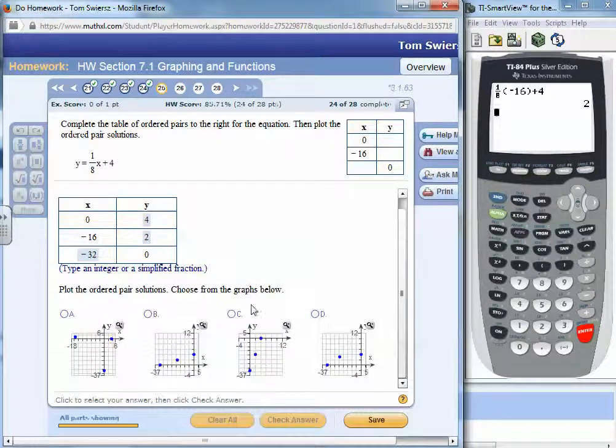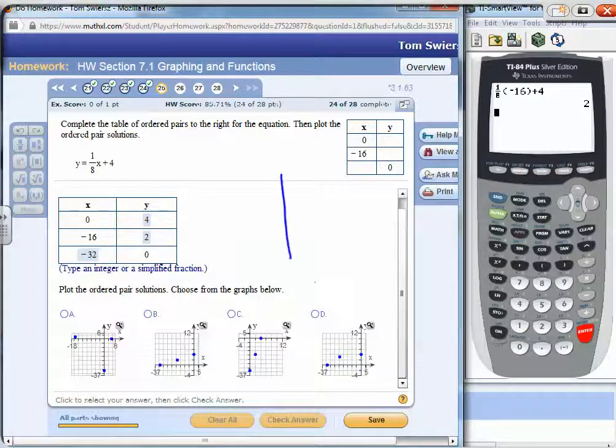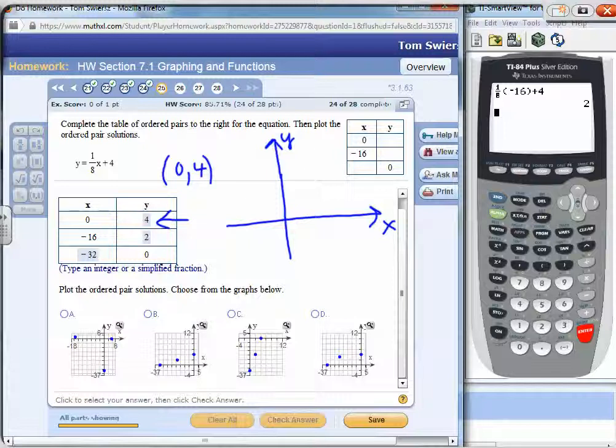Okay, and now plot the ordered pairs. So now again, you plot the ordered pairs. Remember, you have an x and a y coordinate, an x and a y axis. So we have, what? The first point is 0, 4. When x is 0, y is 4. So we go over 0 and up 4, which would be about right there.